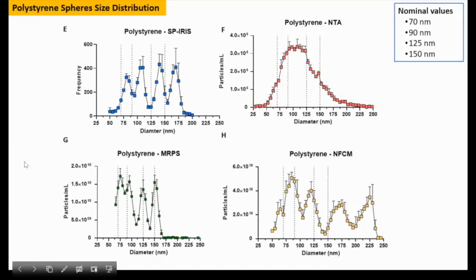And then finally, nano-FCM again resolved 4 distinct peaks at 85, 120, 170, and 225 nanometers, with a possible fifth smaller population residing right around here at 60 nanometers.